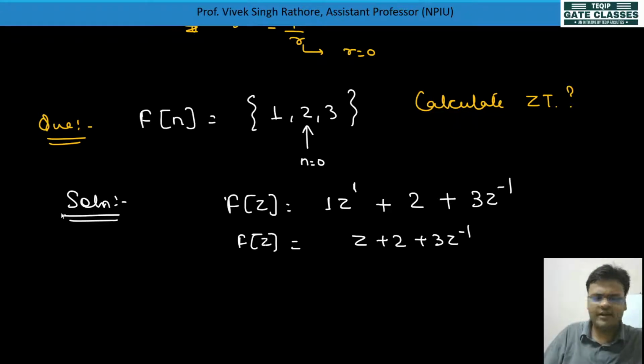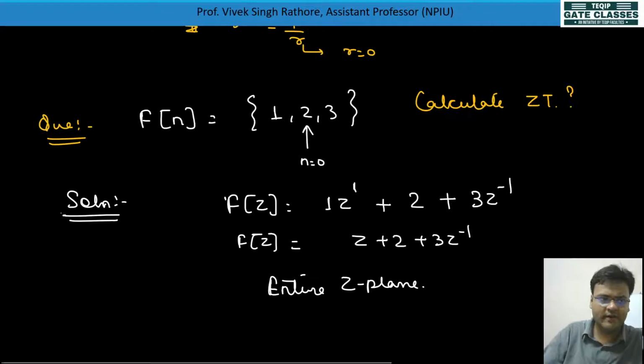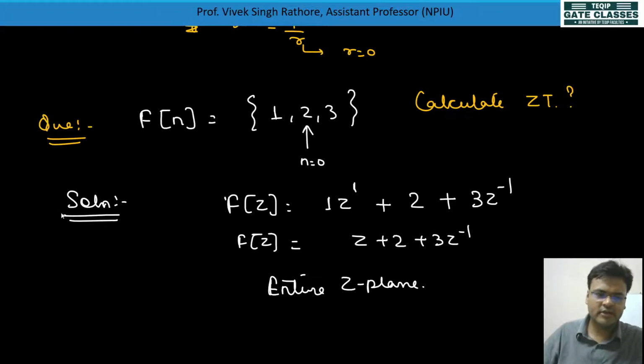See, a finite number of signals are there, absolutely integrable, so it will be the entire z plane. But is it the entire z plane, or are some values infinite and some values left out? Whenever mod z is equal to 0, will it be integrable? No, it will go to infinity. So this condition, mod z equal to 0, is also not satisfied.